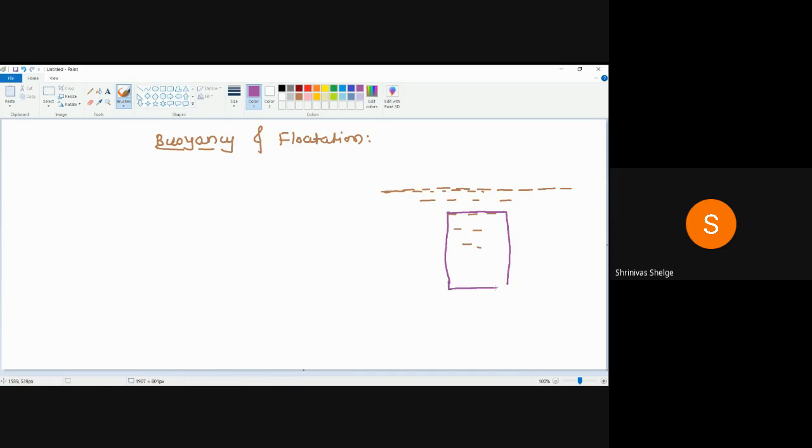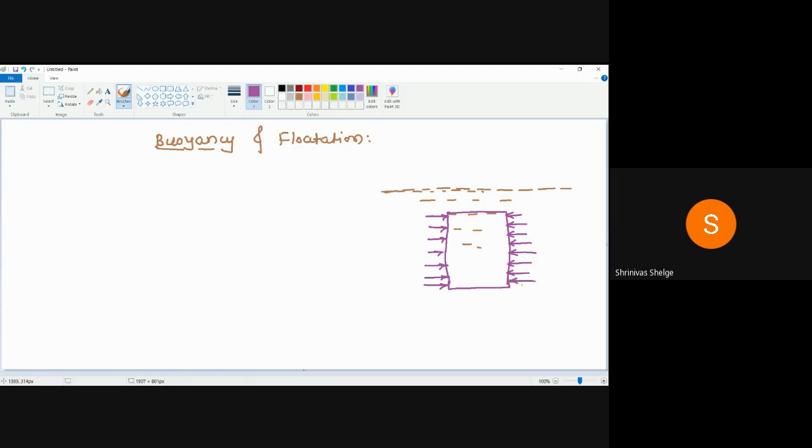I have taken one example where this body is fully immersed in the fluid, correct? Whenever a body is immersed in the fluid, some upward force is acting on the body, or it is to be lifted. So why does it happen actually? If I consider this body, obviously pressure forces are acting on it. On this surface you will find pressure forces acting on the body, and on this surface also. So these are the forces acting on the body, correct?